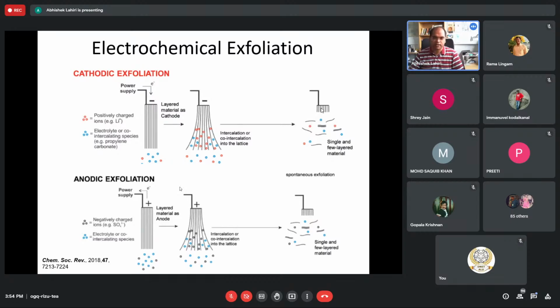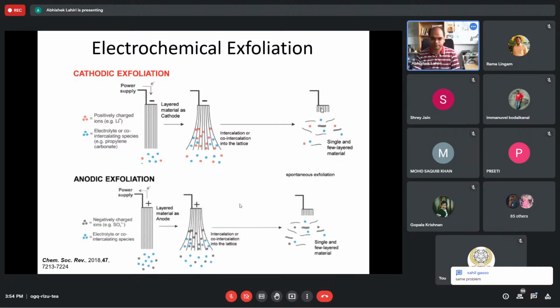So you can electrochemically exfoliate using 2 electrodes. You can either take the material as a cathode or an anode, but remember, when you take it as a cathode, you have reduction taking place, so you will have positive ions which will intercalate. In case of anodic exfoliation, you have an oxidation process, so you're going to have negative ions which will intercalate. So it depends on what you want to do or what impurities you want in your material.